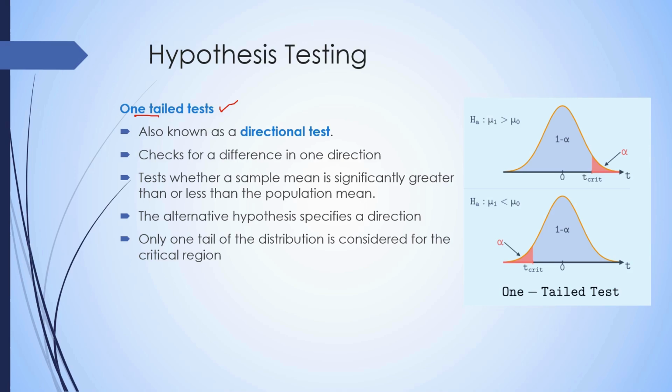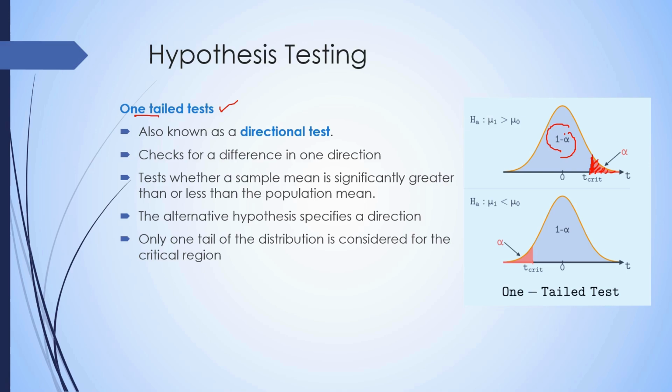Why do you call it one tail? Because your critical region will fall on one side of your plot or the curve. Okay, so here if you see, this is the graph and this is your critical region. What is the importance of critical region? Your calculated value should fall within this critical region for you to accept the alternative hypothesis. If it falls anywhere else, your null hypothesis gets accepted, which means there is no point in continuing the study.